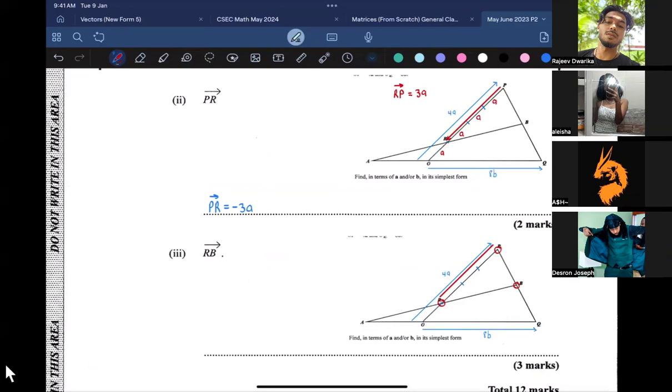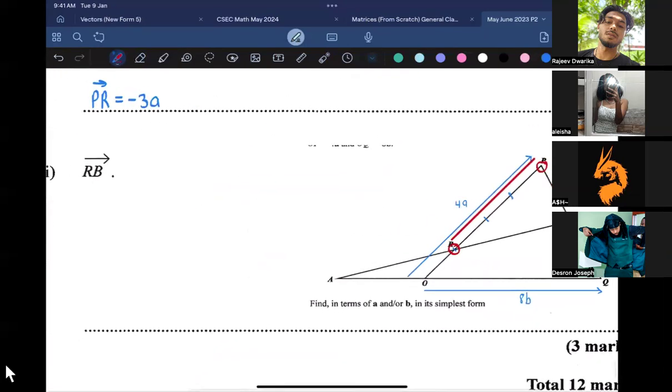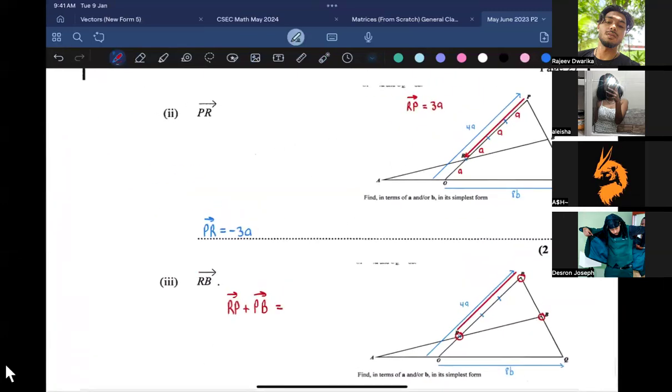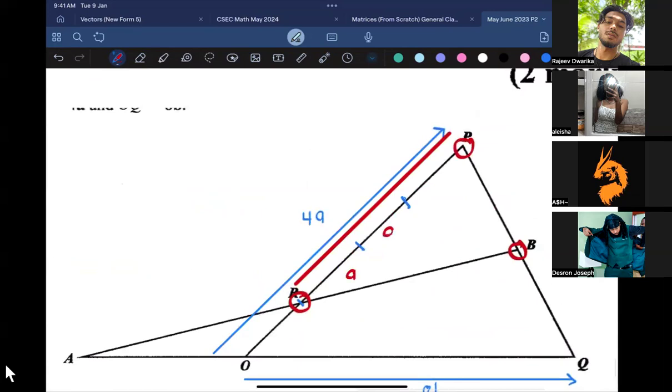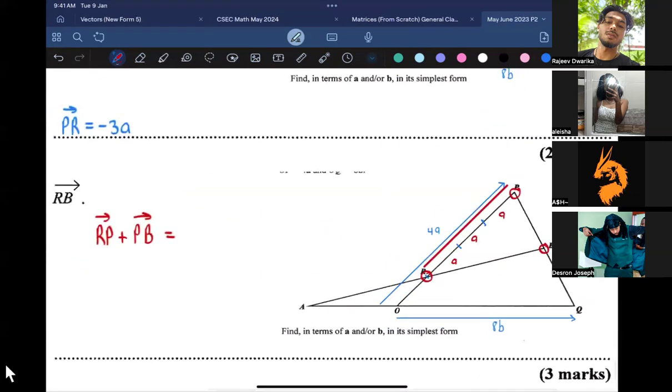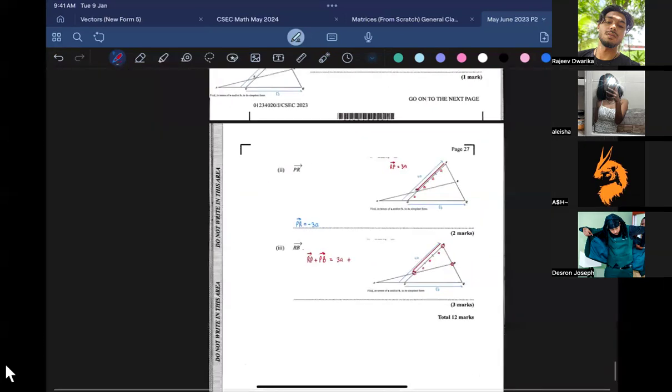Let's see how we go figure out that. So we say that R to B is R to P and then P to B. Do we know what R to P would be? R to P. What is R to P? 3A. Yeah, that's 3A. And now I need to figure out P to B.